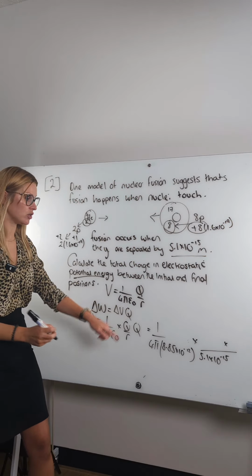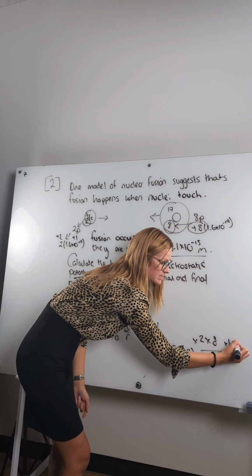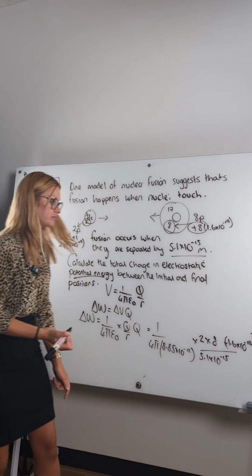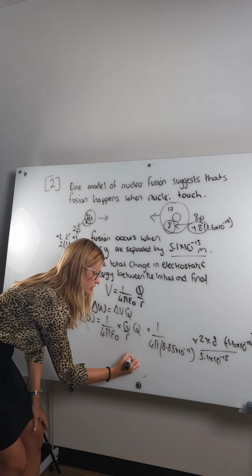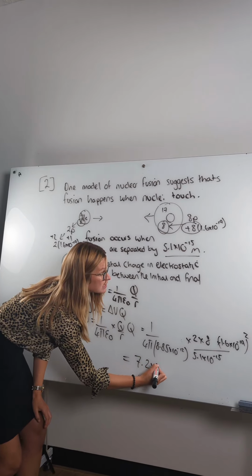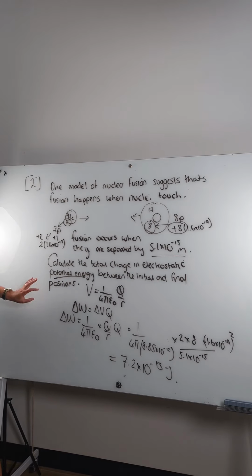So I plug that in now. What I have is 2 times 8 times 1.6 times 10 to the negative 19, all squared, okay? When you plug that number into your calculator, your final answer for your energy comes out as 7.2 times 10 to the power of negative 13 joules, okay? And that's grand.